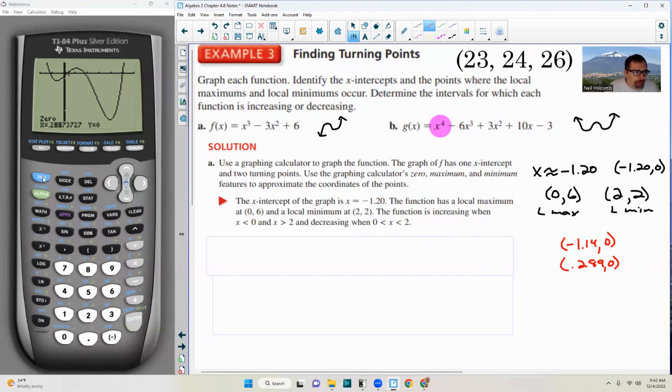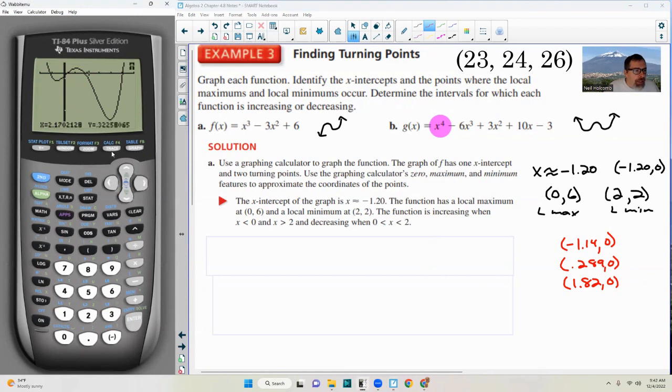Okay, and now I'm going to do it again. Second, calculate 0. And now I want to go closer to the next x-intercept. I'm to the left of it. I hit enter. I move it till I'm below. I'm to the right of it. I hit enter and hit enter one more time. And it's 1.82 approximately. So it's 1.82, comma, 0. And there's one more.